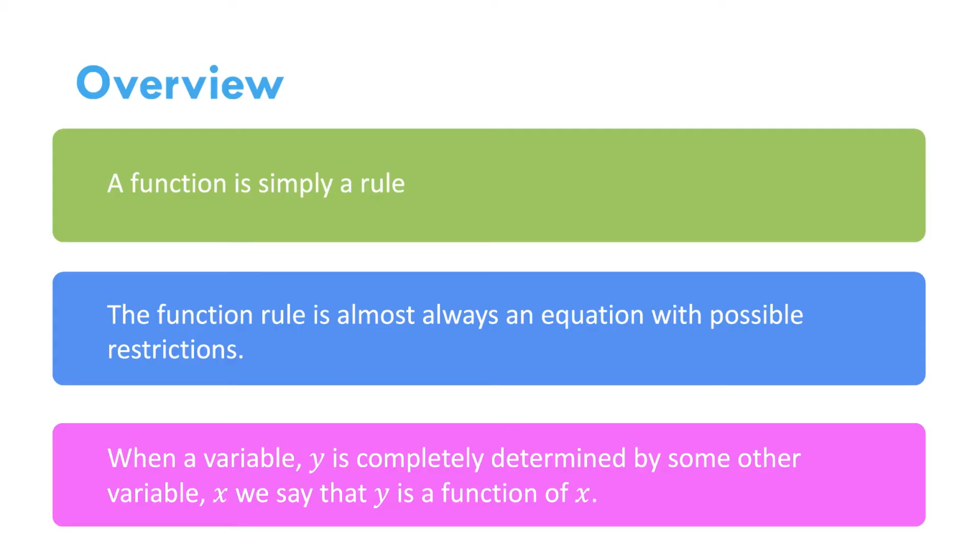So, what does this all mean? A function is just simply a rule in that we input x and the rule produces an output y. The function rule is almost always an equation with possible restrictions, and we'll look into that a little bit further in the next videos. And when a variable y is completely determined by some other variable x, we say that y is a function of x.